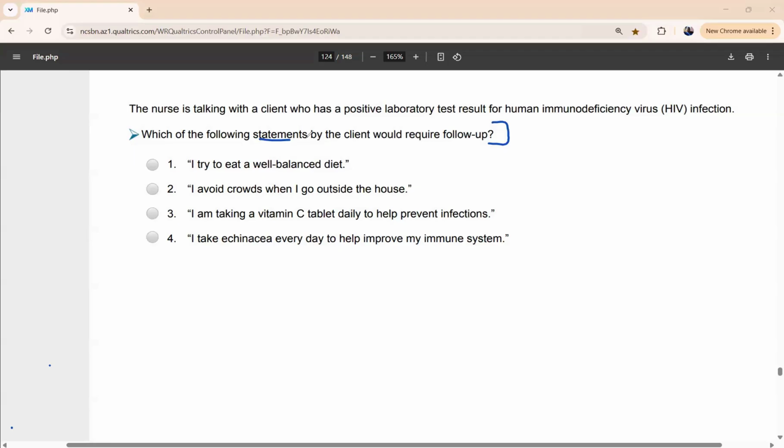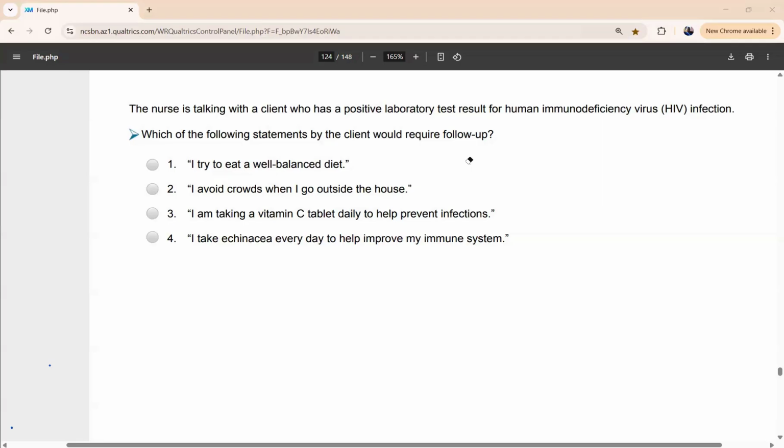So we are looking for a statement that will require follow-up related to a client who has what? A positive HIV test result. Now, this is statement 1, statement 2, statement 3, statement 4. Since we have all these statements, we need to find out which requires follow-up. Now you need to understand, the same way we understood that particular question about a patient receiving insulin, we want to understand what HIV is. HIV is what? A patient that has an immune problem, right? Their immunity is not going to be strong.